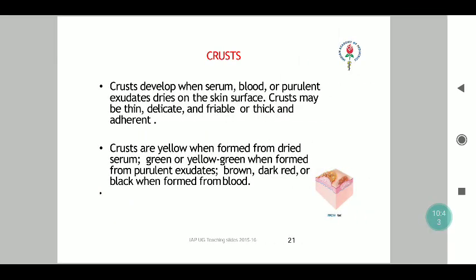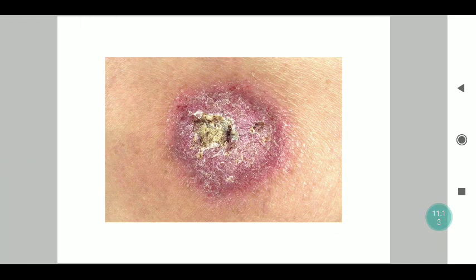Now, coming to the crusts. Crusts are formed where the serum, blood or a purulent exudate dries over a skin surface, and it generally can be described as a thin, delicate, friable or a thick and adherent lesion. Now, in the initial formation, crusts will be yellow when formed from a dried serum, green or yellowish green when formed from purulent exudates, brown, dark red or black if formed from blood, depending upon how long it has been allowed to lie and how long the formation process has occurred.